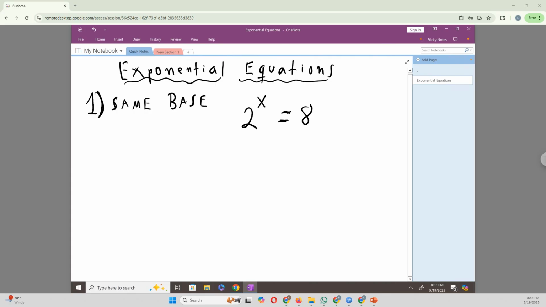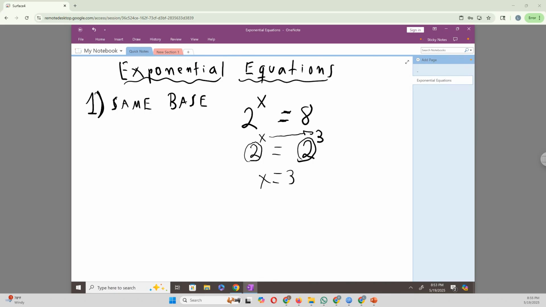Here we can convert 8 to 2 to the power of 3, because 2 times 2 is 4 and 4 times 2 is 8. So basically we can make both bases the same. The bases are 2 on both sides, so we can conclude that x is going to be equal to 3. So that will be the first example.